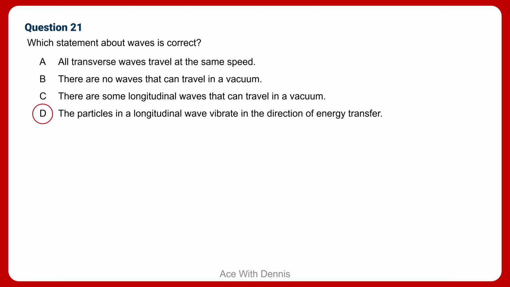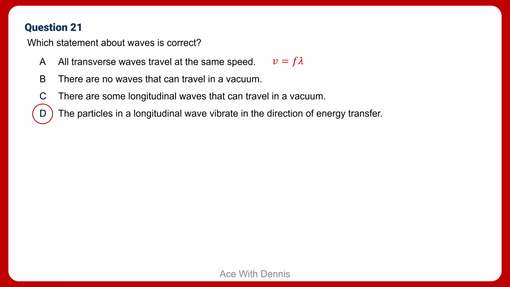The answer is D. The particles in a longitudinal wave vibrate in the direction of energy transfer. For option A, as mentioned in question 20, the wave formula v equals f lambda shows that the speed of the waves is determined by the frequency and the wavelength lambda. Hence, not all transverse waves travel at the same speed. It depends on the frequency and the wavelength.